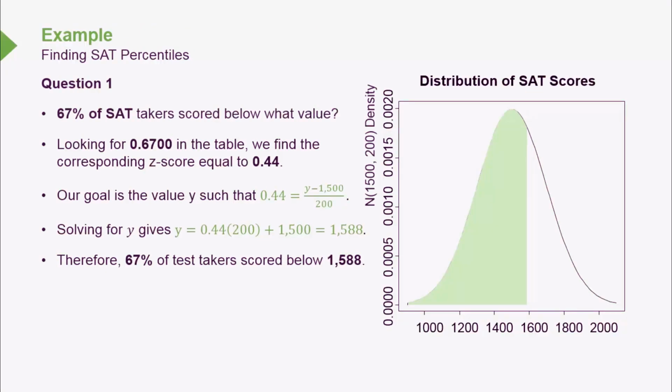So let's do that. We want to answer the question, 67% of SAT takers scored below what value? So we look for 0.6700 in the table. We find the corresponding z-score to be equal to 0.44. So our goal is the value of the SAT score such that 0.44 equals that value minus 1500 divided by the standard deviation 200. So we solve that equation for y and we get 1588 as the SAT score below which 67% of SAT takers scored.